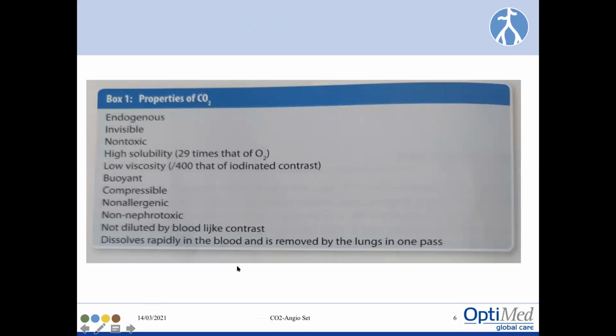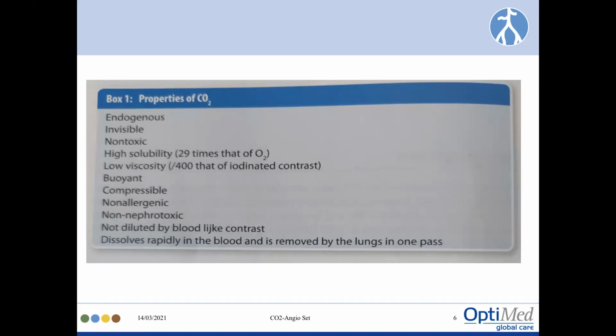A little bit about carbon dioxide properties as a gas. We know it's all endogenous. It's an invisible gas. It's non-toxic, and it's highly soluble. If you say highly, it means it's about 29 times more than that of oxygen. It has a low viscosity. It's buoyant, meaning it floats. It's compressible, non-allergenic, as has been mentioned previously in the introduction. Obviously, it's non-nephrotoxic, which is why we're discussing it today.